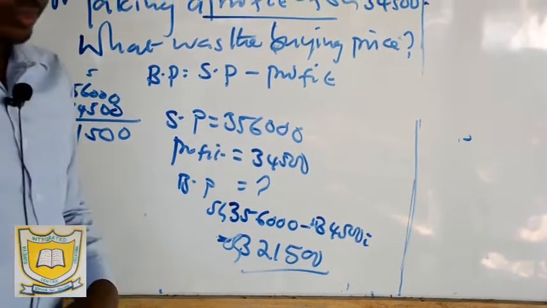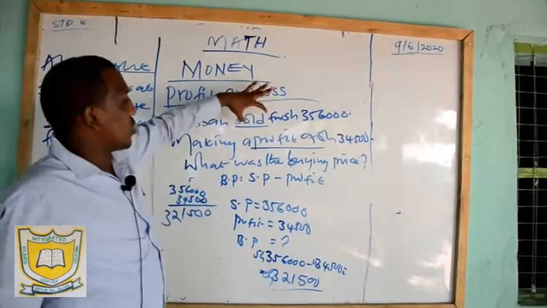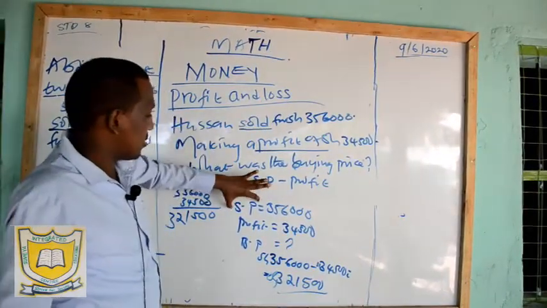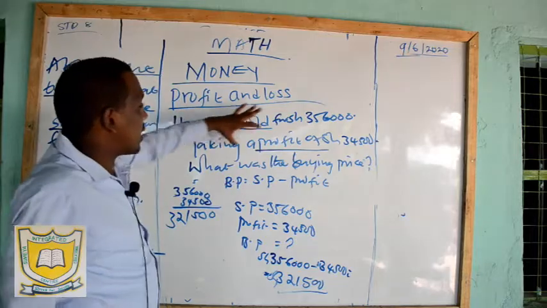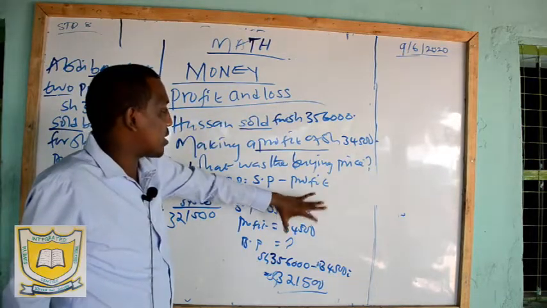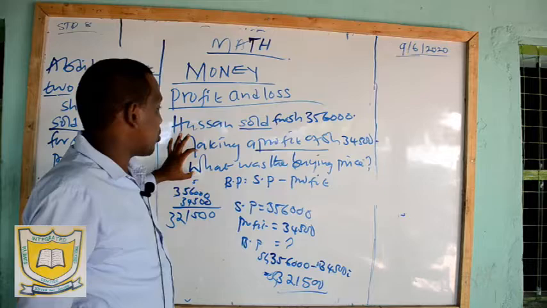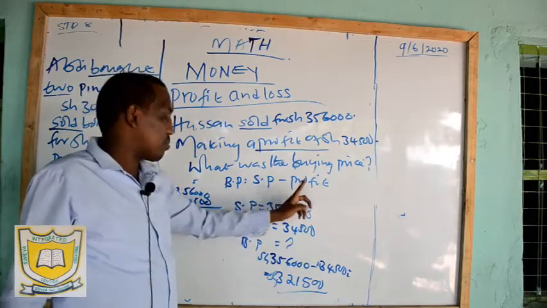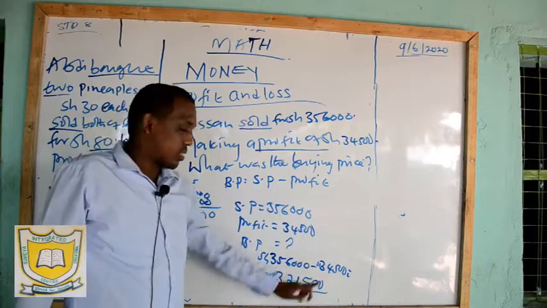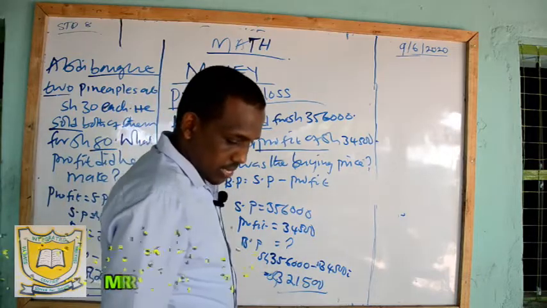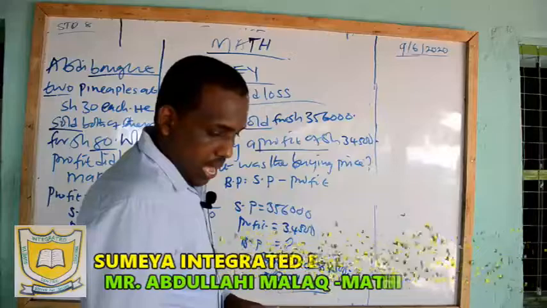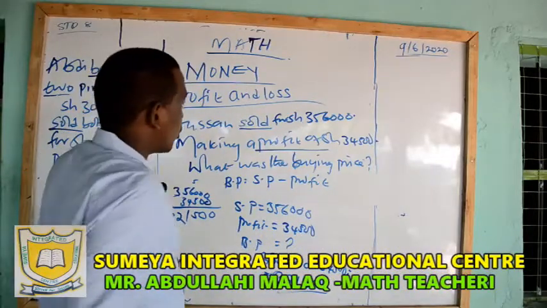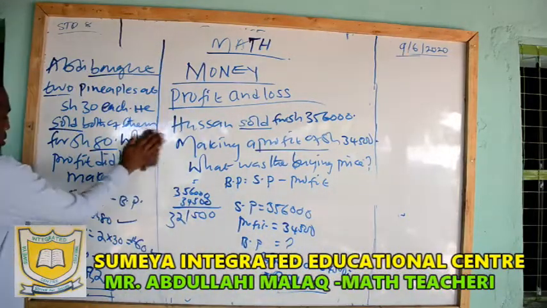So he sold, selling price is 35,600, making a profit of 34,500. You are told, what was the buying price? Buying price equals selling price minus profit. Then you subtract, and you get your answer. Let us go to another question.